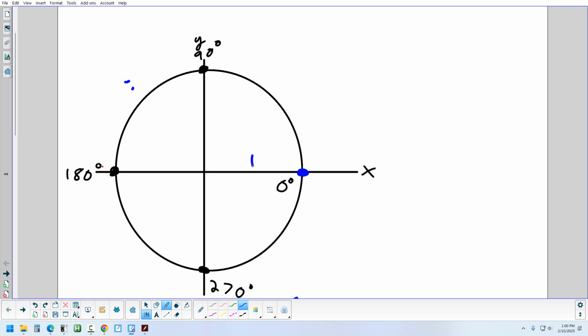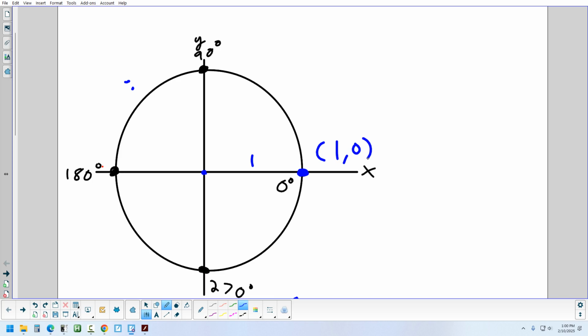So would it just be 1, 1? So this would be 0, 0. That's the origin. What would be this coordinate? 1, 0. Yeah. That is the coordinate for 0 degrees on a unit circle, and that never changes. Okay, so that's a coordinate you need to know.